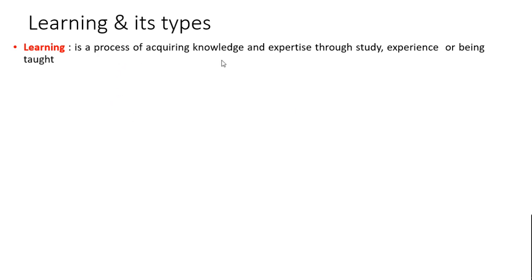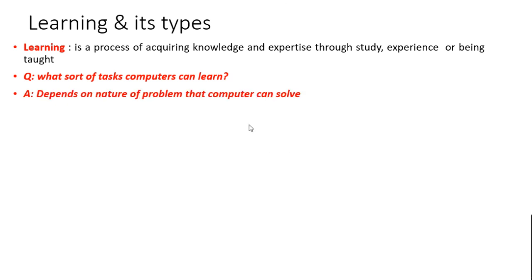As I told, learning is a process where we acquire the knowledge, we get the expertise through study, because of the experiences or because of being taught. So the first question is, what sort of tasks can the computers learn? Machine learning is also about learning. Now what sort of tasks can computers learn? That depends upon the nature of the problem that the computer can solve.